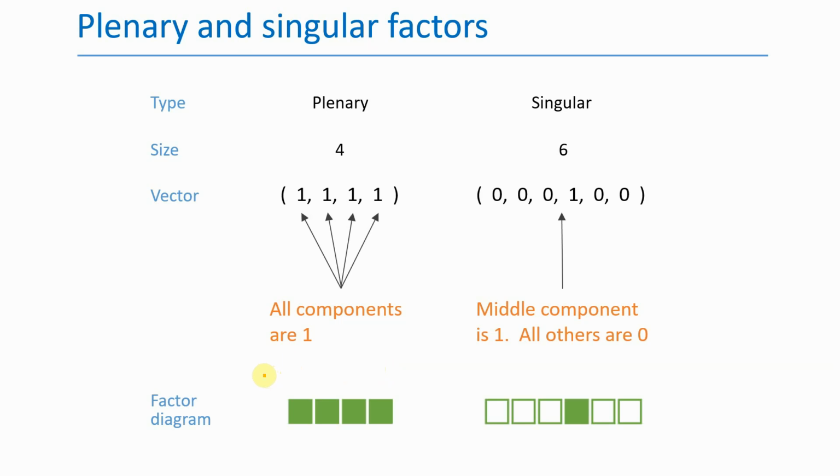Alternatively, we can represent factors using factor diagrams because they're convenient and easy to interpret. This is really just a way to draw the vector. A factor diagram is drawn as a set of boxes, and each box can be either open or filled. An open box represents a 0, a filled box represents a 1. So the vector 1, 1, 1, 1 is drawn as 4 filled boxes. 0, 0, 0, 1, 0, 0 is drawn as open box, open box, open box, filled box, open box, open box. Easy.